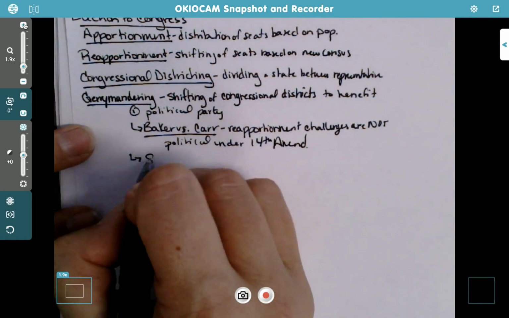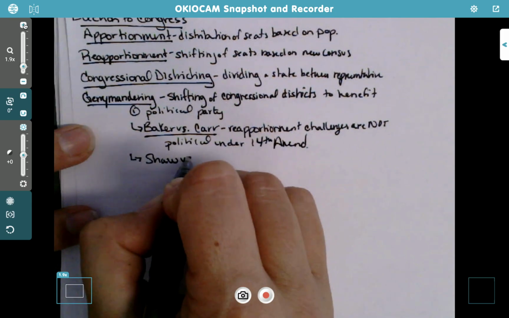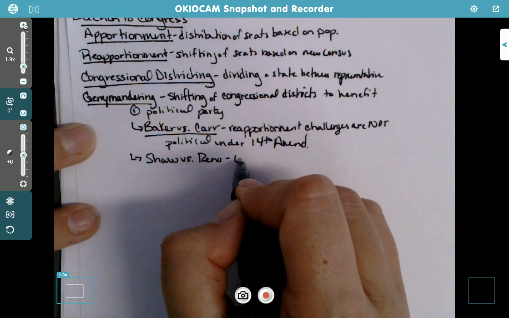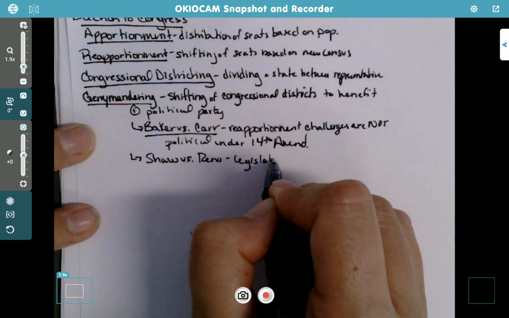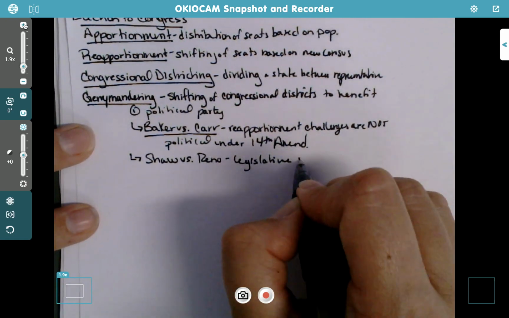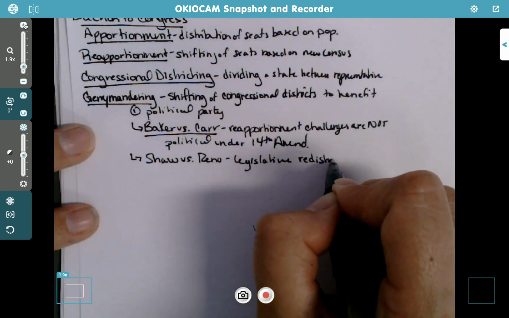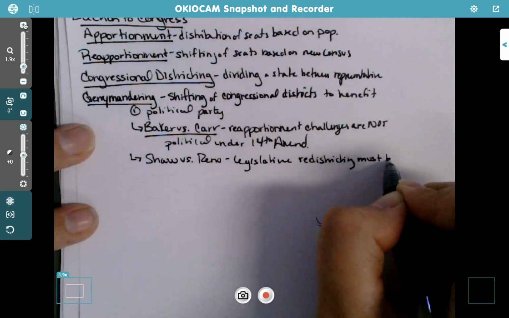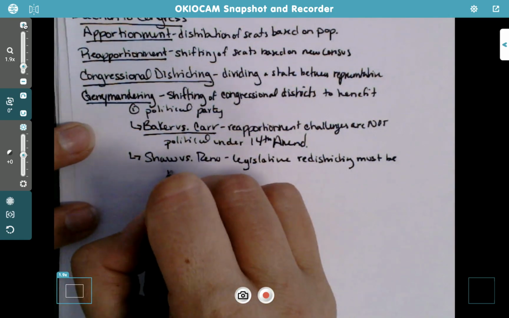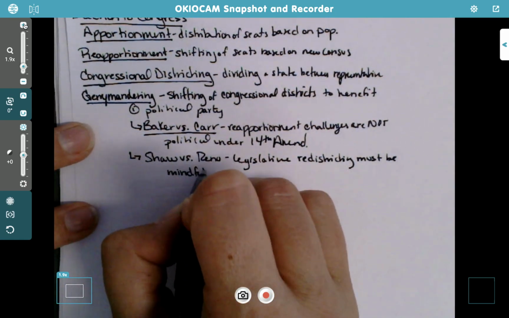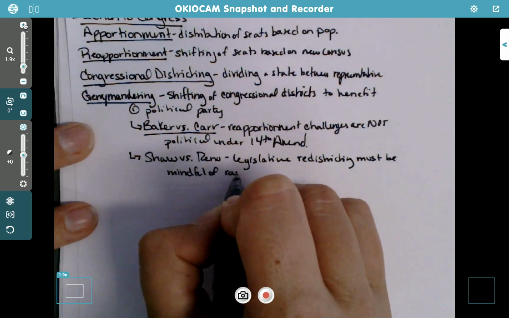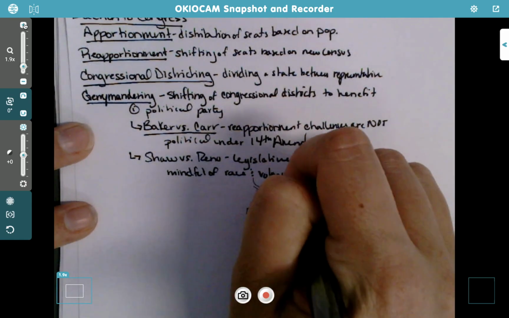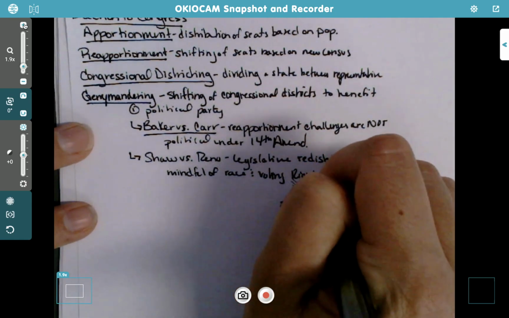Then we have Shaw versus Reno, legislative redistricting must be mindful of race and Voting Rights Act.